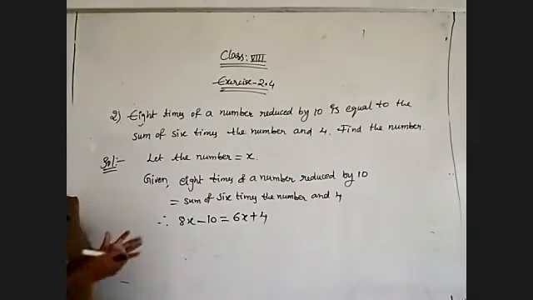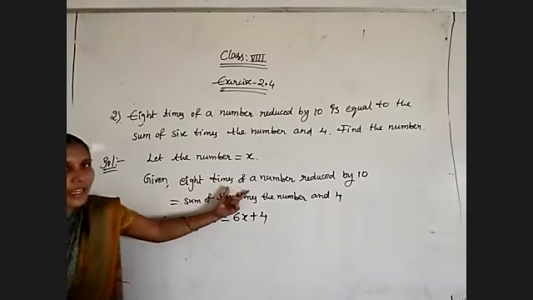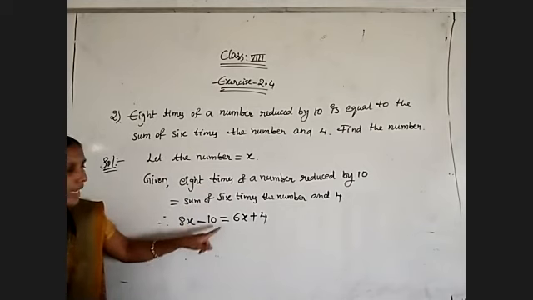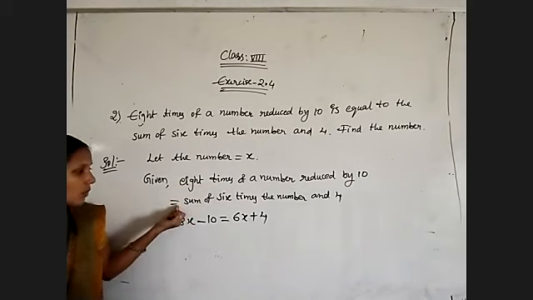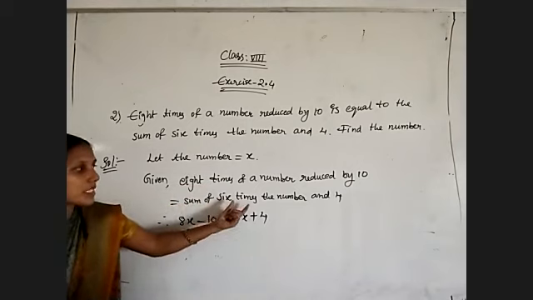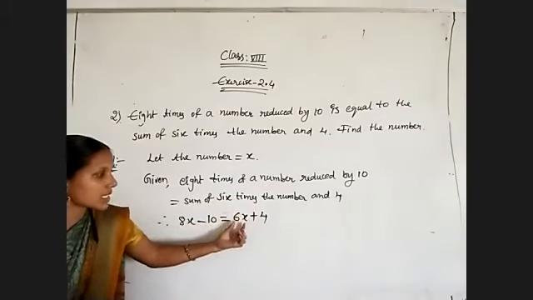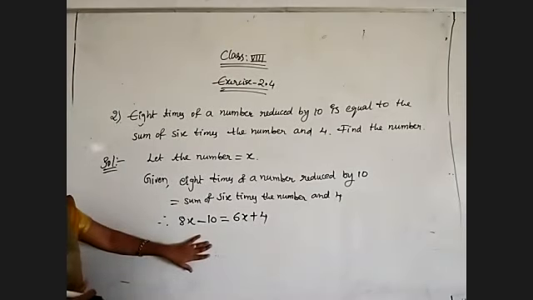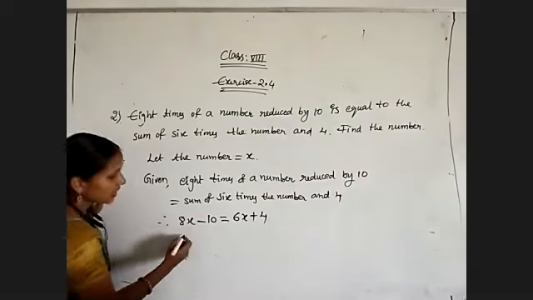So observe the statement and form the equation. 8 times a number, that is 8x, reduced in the sense minus by 10. So 8x minus 10 on the left side is equal to the sum of 6 times the number and 4. Sum in the sense plus, 6 times the number is 6x plus 4. That's all. So by simplifying this equation, we will get the x value. x is nothing but our number.